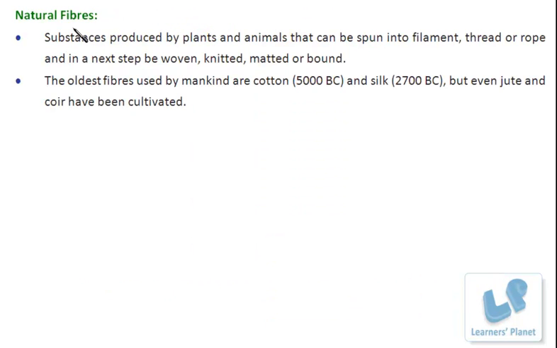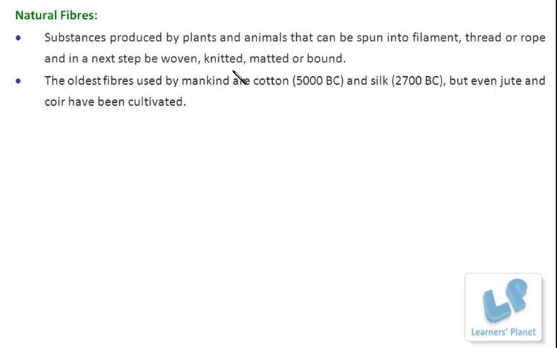Natural fibers, as the name suggests, are obtained from nature. The substances produced by plants and animals that can be spun into filament, thread or rope, and in a next step be woven, knitted, matted or bound, are called natural fibers. So they can be spun into filament first, or thread or a rope, and in the next step it can be woven, knitted, matted or bound.